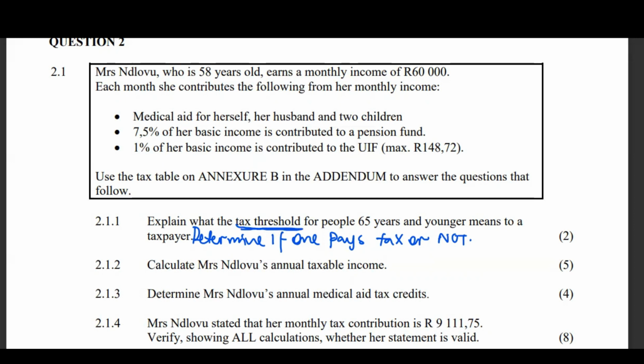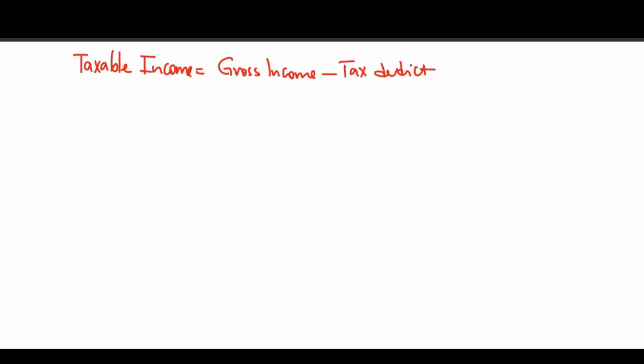Now here they're asking us to calculate annual taxable income. When we look at taxable income, it will always be the gross someone gets. I'm talking of the gross income. This is the total income that you earn minus the non-taxable income. They are called tax deductibles.